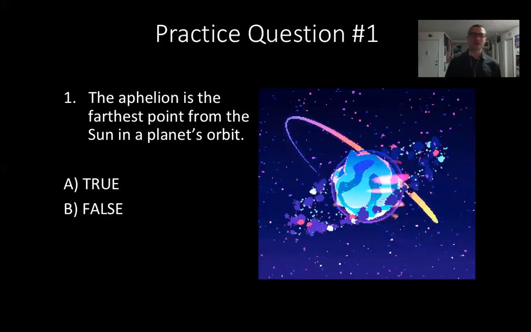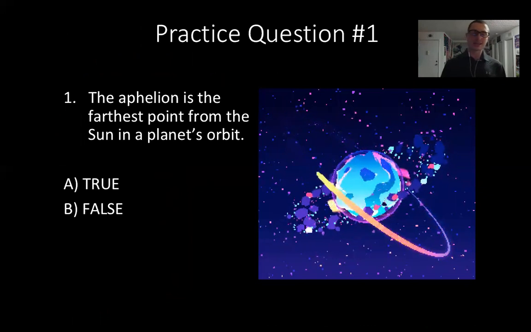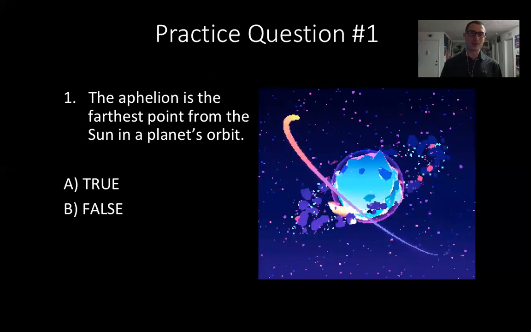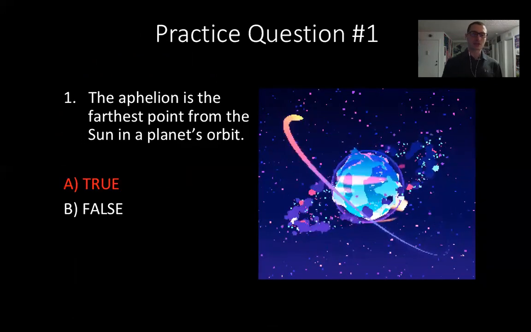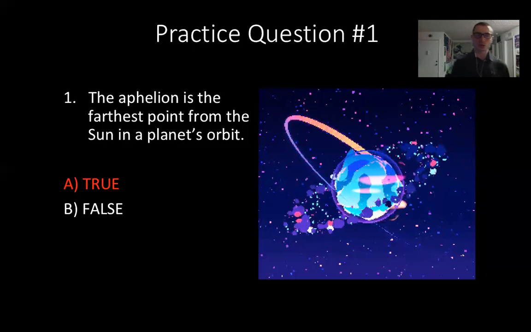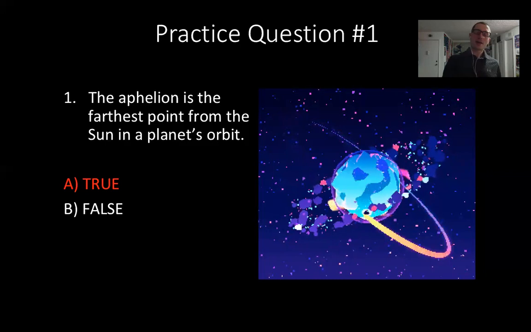The aphelion is the farthest point from the sun in a planet's orbit. Is that A, true, or B, false? Take a moment to think about it. See what you guys have. The answer is going to be A, true, guys. A, true. Think aphelion away.